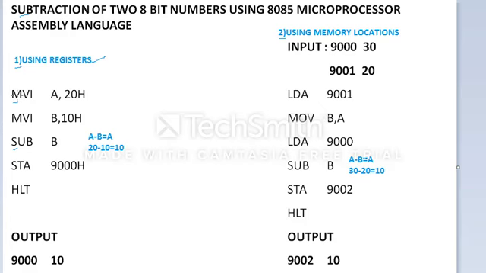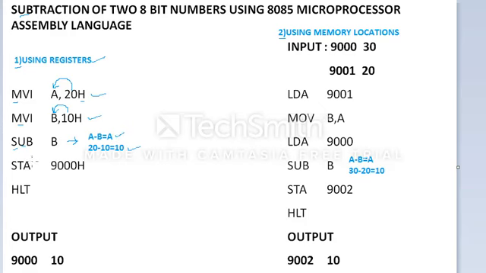So let's see how to write a program. We'll use MVI A,20H. Here H stands for hexadecimal 8-bit number. Here 20 I'm moving immediately into the accumulator. Then I'll use the same instruction MVI B,10H, where I want to feed second data, which is 10, moving into the B register. Then I'll use SUB B, which subtracts B from the accumulator, which makes 20 minus 10. And the answer 10 is by default at the accumulator.